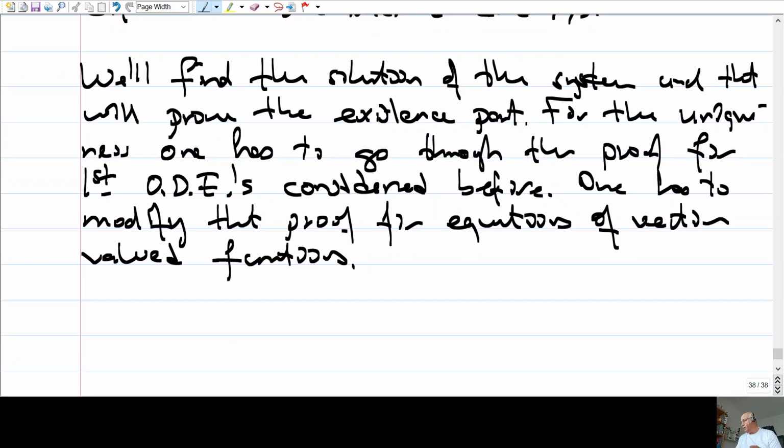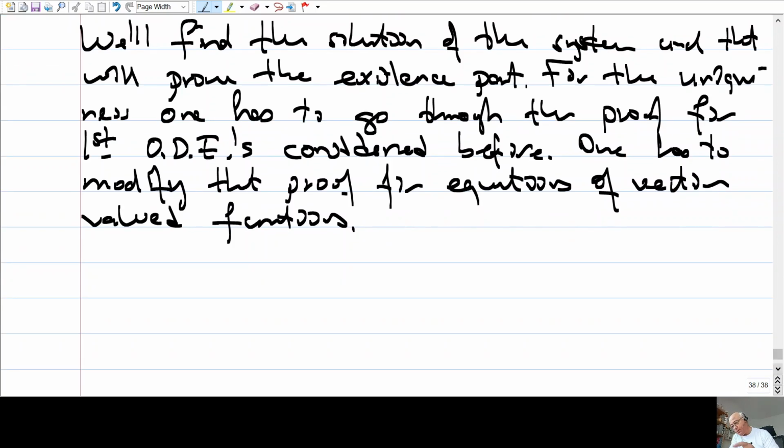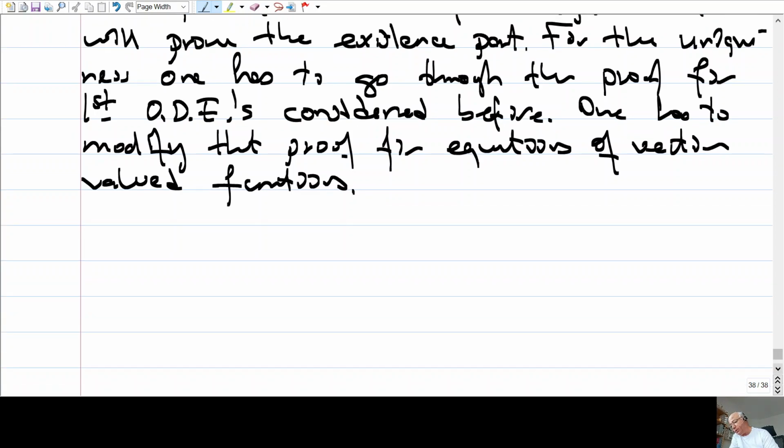Peki, existence kısmını yapacağız dedik. Nasıl yapacağız? Şimdi buradan sonrası aslında bayağı bir lineer cebir. Şimdi biz şeye bakalım. Nasıl nesnelerle uğraşacağız? Şöyle diyeyim.